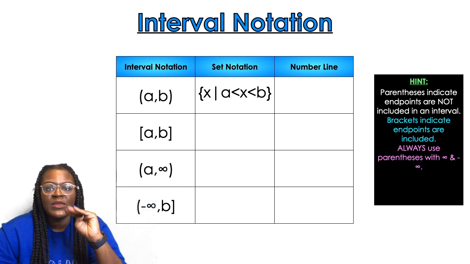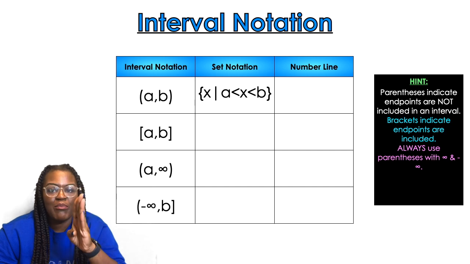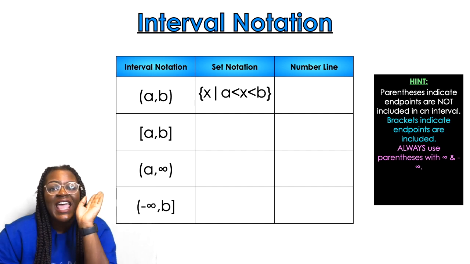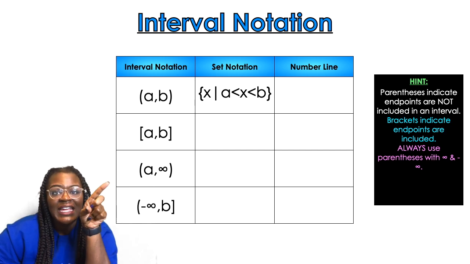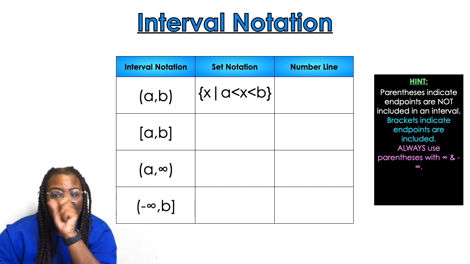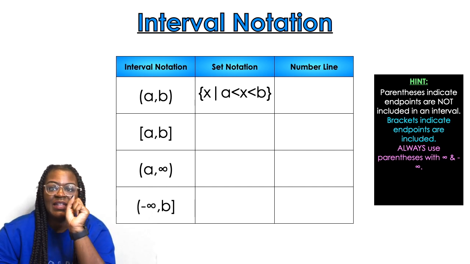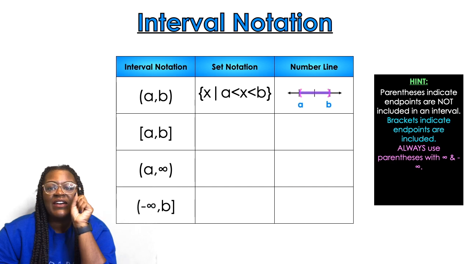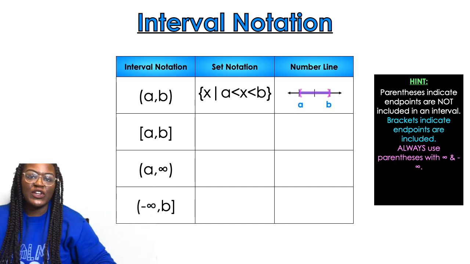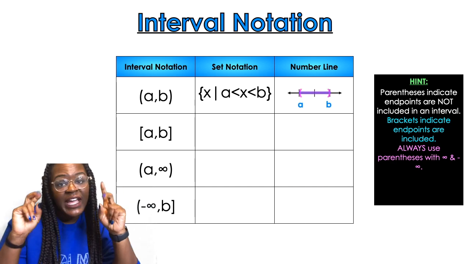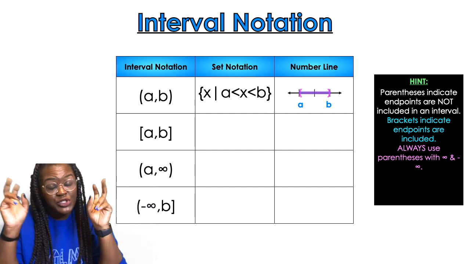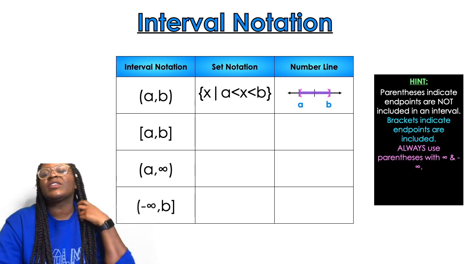Set notation, you read it as X is the set of all numbers such that X is greater than A and X is less than B. That's how you read that, okay? And then this is what the graph looks like. So notice on the graph, A, which in your head you can pretend is 1, and B, which you can pretend in your head is 25, okay?